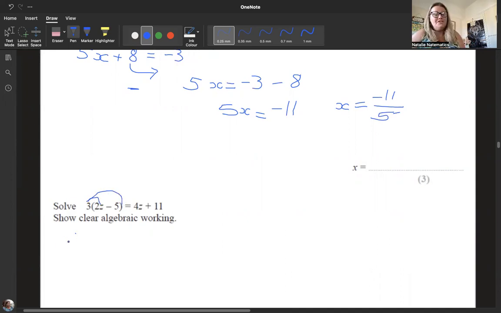So we have got 3 lots of 2z, which is 6z. And then we've got minus 5 times 3, which is minus 15. And that is equal to 4z, sorry, 4z plus 11.